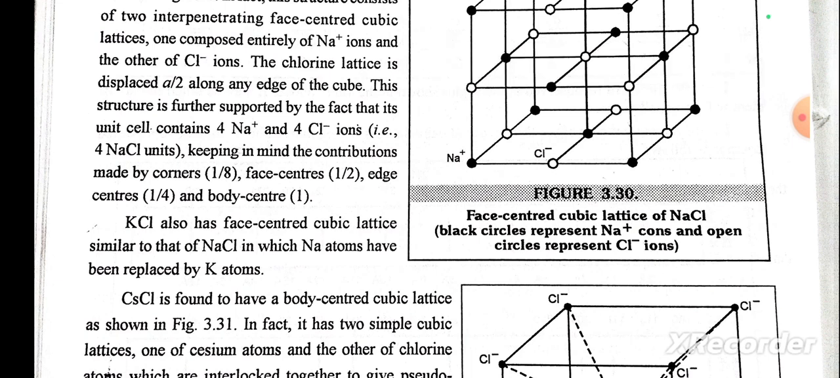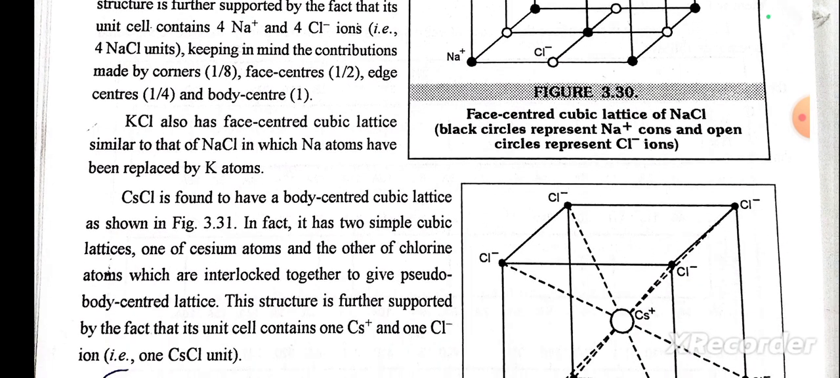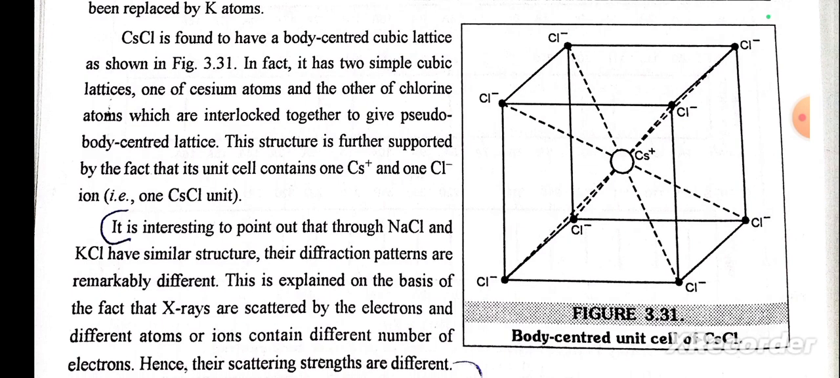in which the Na+ atom has been replaced by the K+ atom. CsCl is found to have a body-centered cubic lattice, as shown in figure 3.31. In fact, it has two simple cubic lattices, one of cesium atoms and another of chlorine atoms, which are interlocked together to form the pseudo body-centered lattice. This structure is further supported by the fact that a unit cell contains one Cs+ and one Cl- ion.